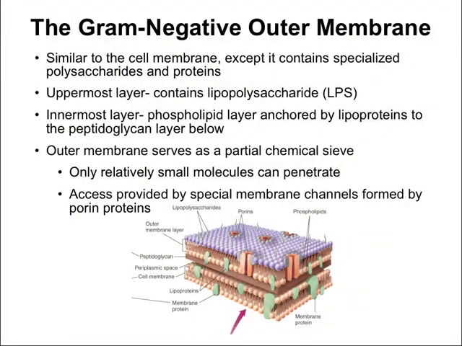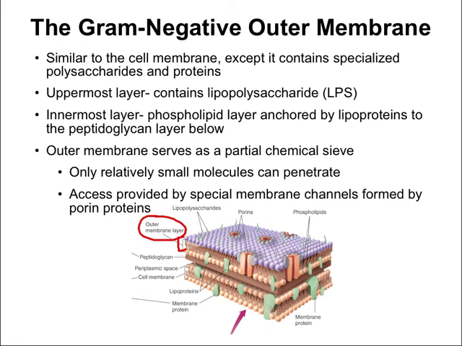So now that we've considered differences in the cell wall structure between gram-positive and gram-negative bacteria, let's take a look at the outer membrane. The outer membrane is similar to the cell membrane, except it contains specialized polysaccharides and proteins. Now you'll recall that gram-positive bacteria don't have this outer membrane, so we're only talking gram-negative here. The uppermost layer contains lipopolysaccharides, or LPS, the lipid portion of which is referred to as an endotoxin because it stimulates fever and shock reactions in gram-negative infections like typhoid fever and meningitis.